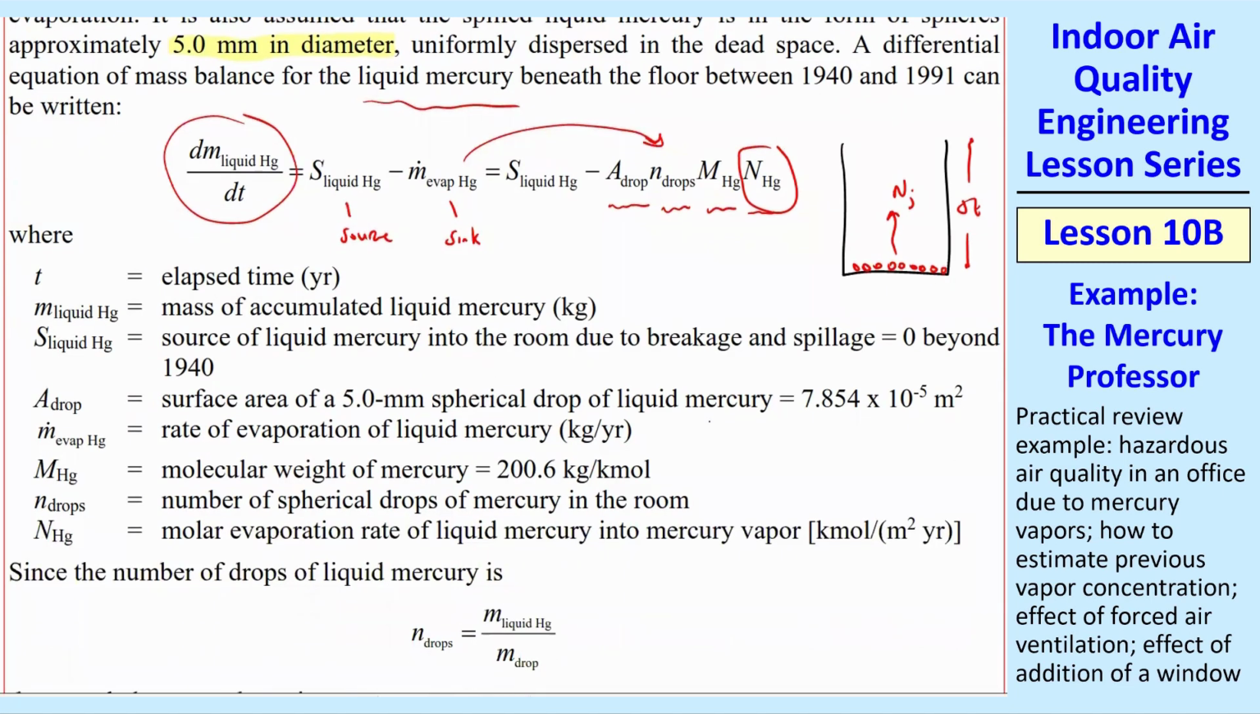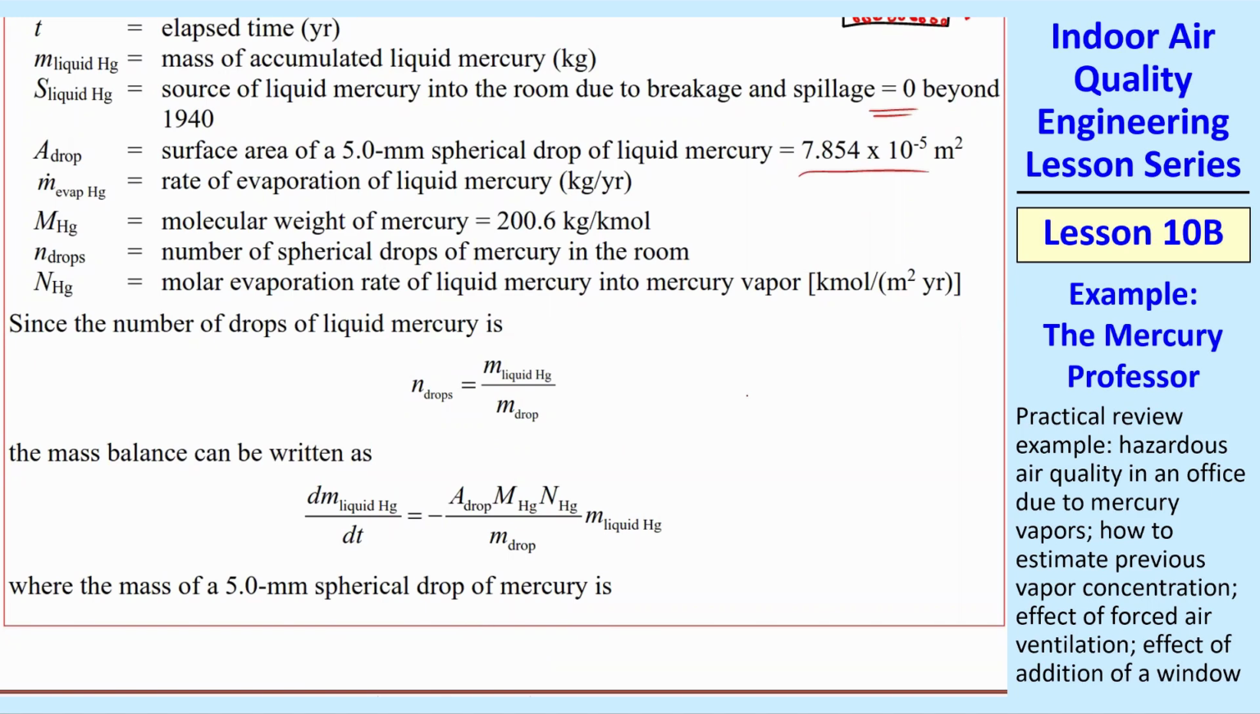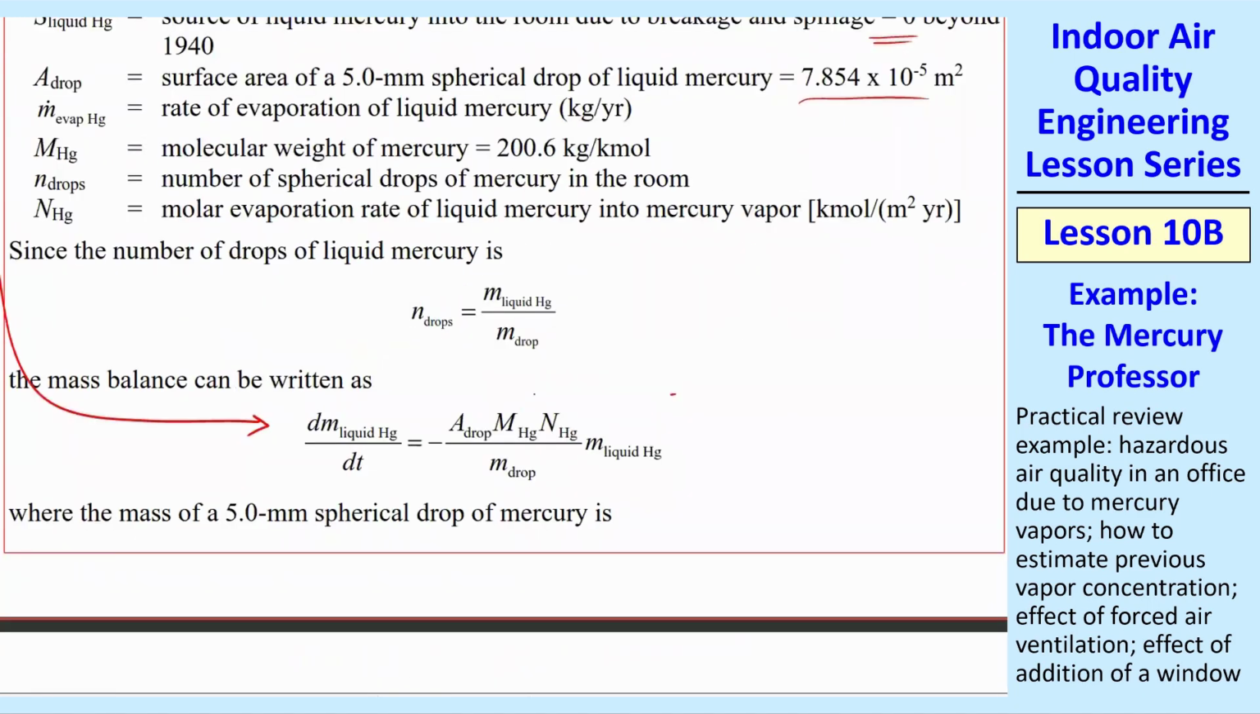of all the drops. We know the surface area of a spherical drop, and we can set S equals 0 because we'll assume that all that mercury was spilled before the professor got in the office. From then on, all it did was evaporate. So S is 0. Number of drops is the mass over the mass per drop. When you put everything in, we get this equation for the rate of loss of liquid due to evaporation. Whatever rate you're losing liquid, that's the same rate of mass that you're gaining into the room because it goes up through the floorboards into the room.